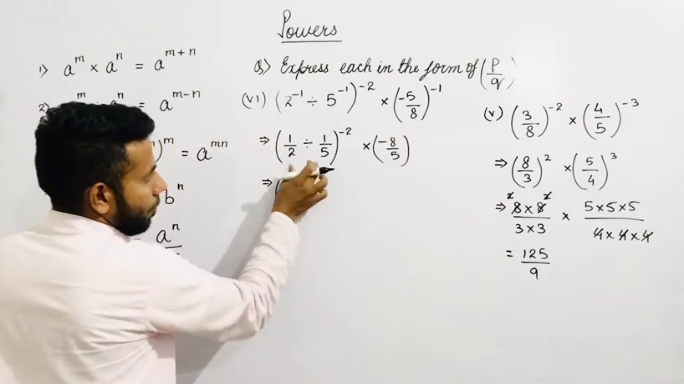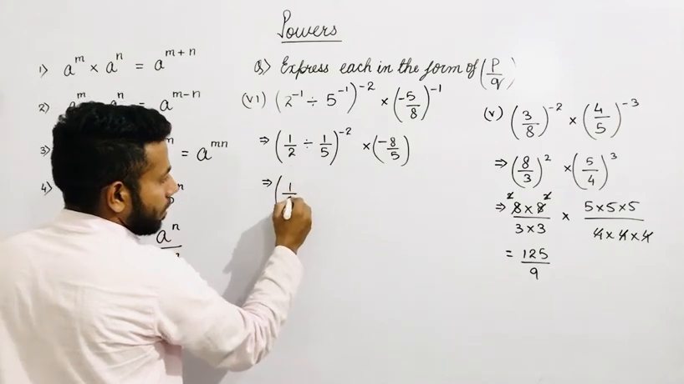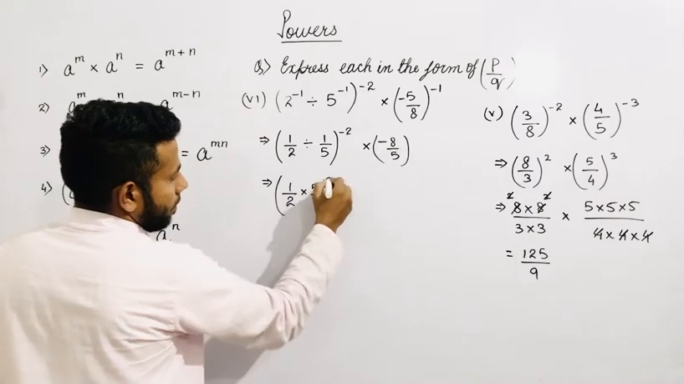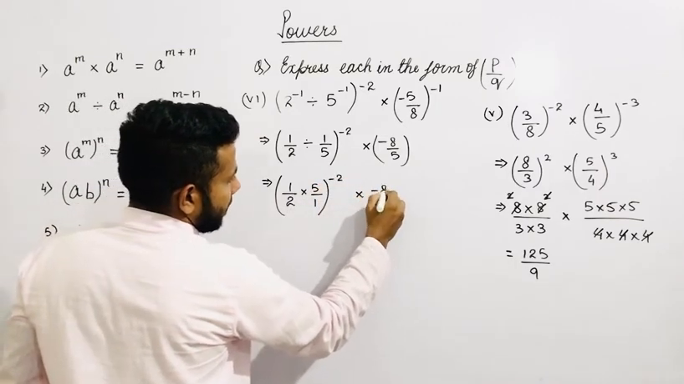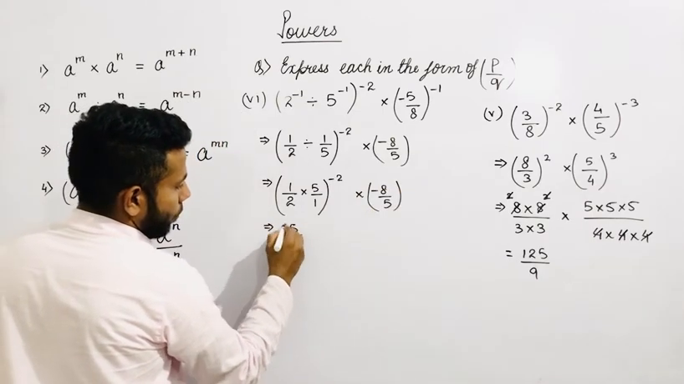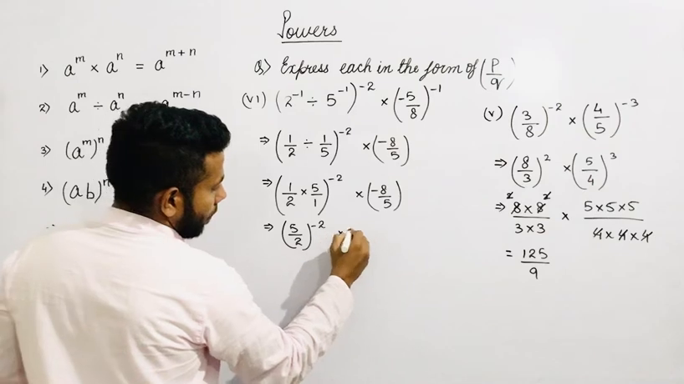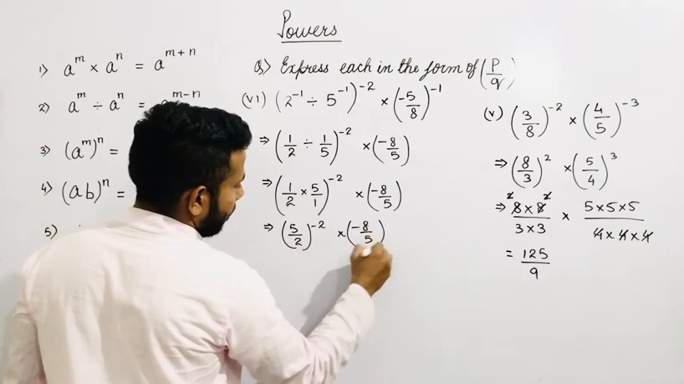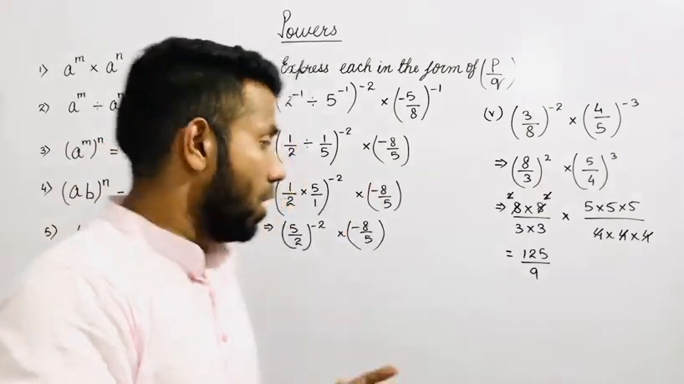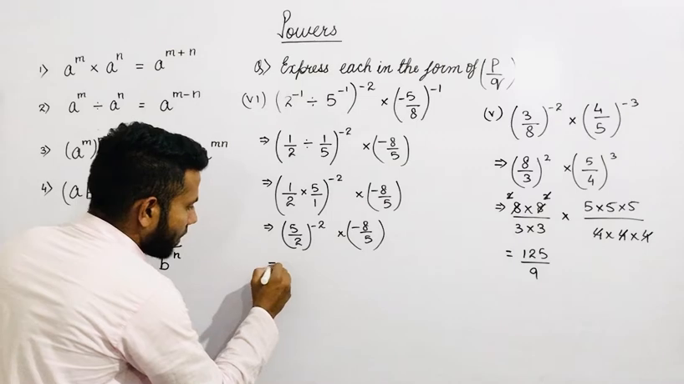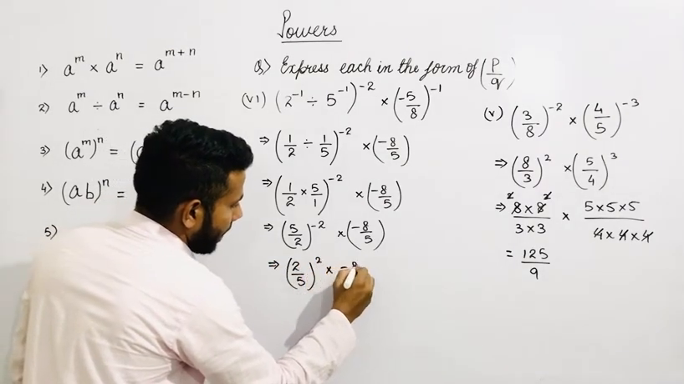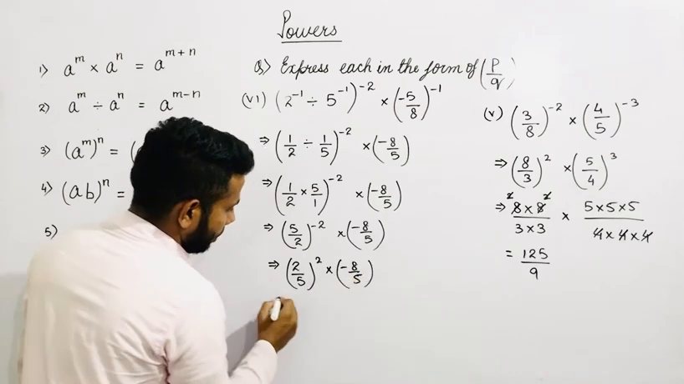Now look. When you open it, you have done it in rational numbers. 1 by 2 into 5 by 1, which is (5/2) to the power minus 2 into minus 8 by 5. Now look, 5 by 2 has a negative power. When you see that, you just reciprocate the base. When you reciprocate the base, it comes (2/5) to the power 2 into minus 8 by 5.